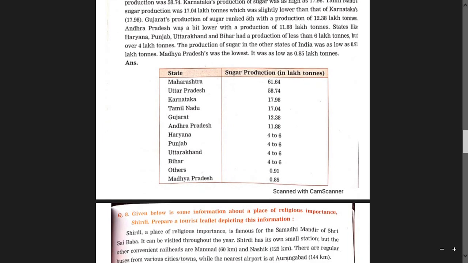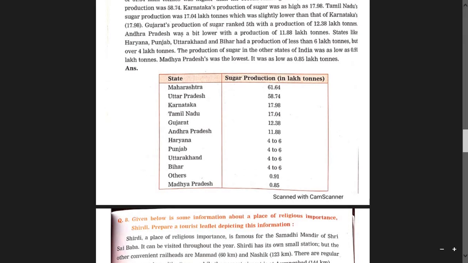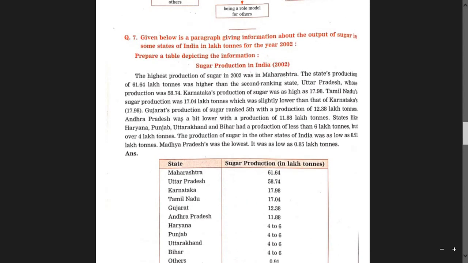And now here this is the presentation on your screen. The same collected information which we have arranged in this order. So students, please take note. We have prepared a table depicting, that is showing, the information. So what is the title? Sugar production in India 2002.